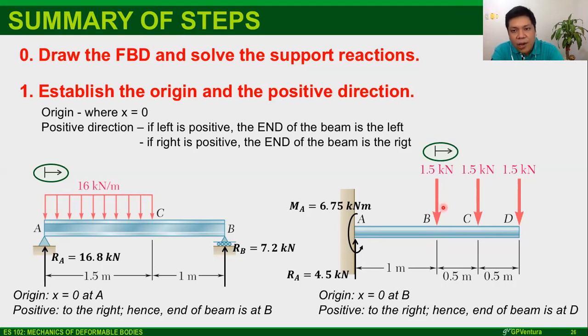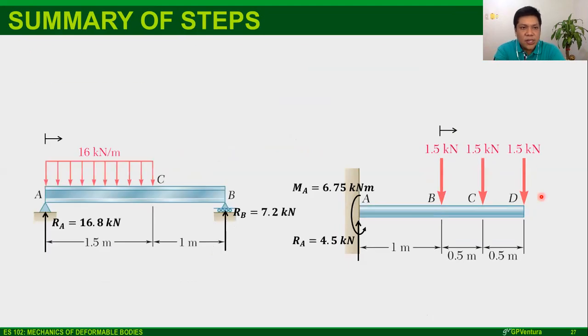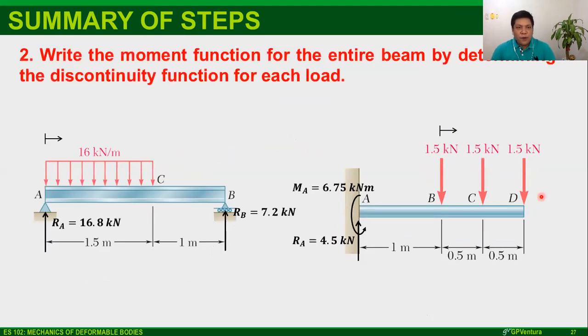Next, I also define the positive direction as to the right, meaning, go back here, if positive is to the right, the end of the beam, I need to define the end is actually the rightmost part. Next, step 2, write the moment function by describing the discontinuity function for each load.